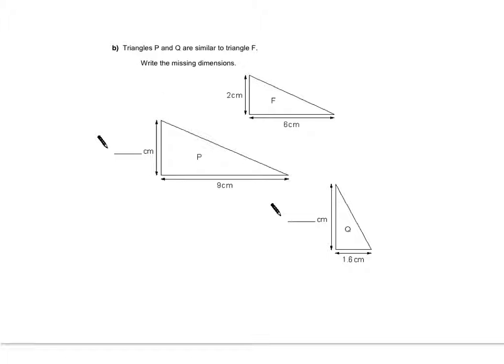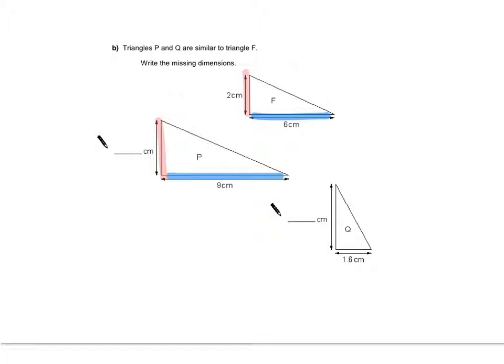Okay, a little bit more on similarity for the second part of this question. We're looking to see what we times the sides by. So here, between F and P, it doesn't look as if it's been rotated. It looks as if they're the same. So this side is going to match up with this side here. And in a similar fashion, this side matches up with this side here.